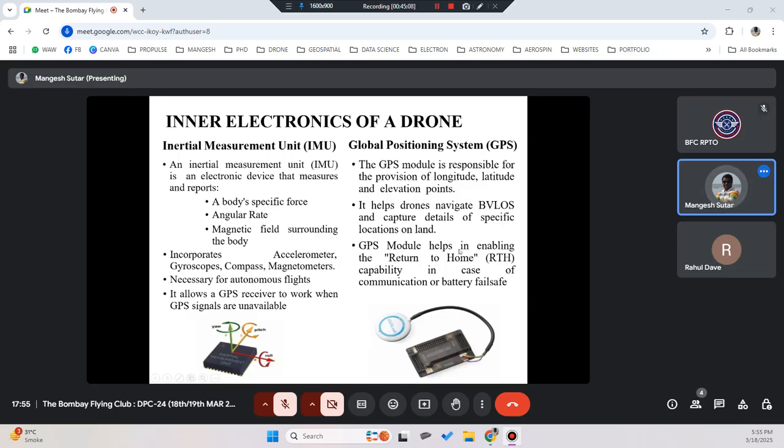GPS helps in enabling the device to return to home. Whenever you are at a particular location, you trigger the drone to take off. That position from where it is triggered for takeoff is called RTH, or return to home, or return to launch position. In case of any kind of failure, like GPS failure, battery failure, or battery degradation, you want your drone to come immediately back and land at the safe location from where it was flown. That is called RTH, return to home.